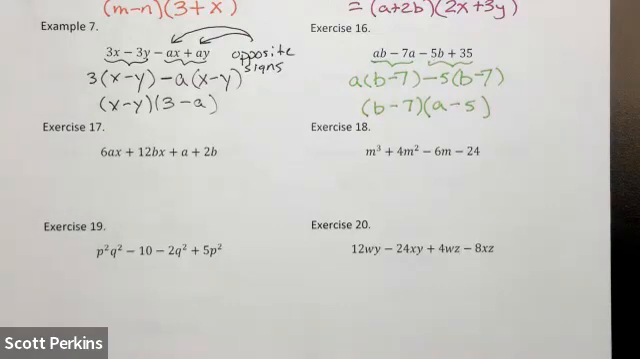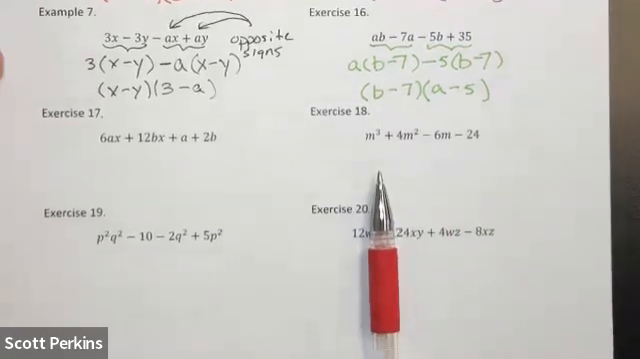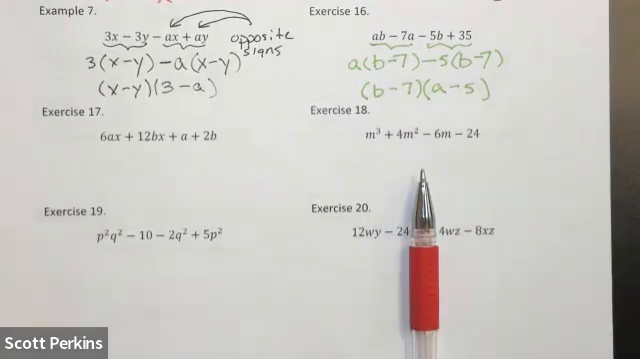To stay on theme, we're going to go out of order the next couple of problems. Do exercise 18 right below. It's another one where you have to worry about the sign.